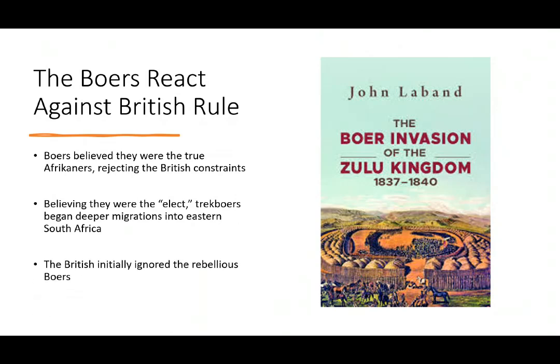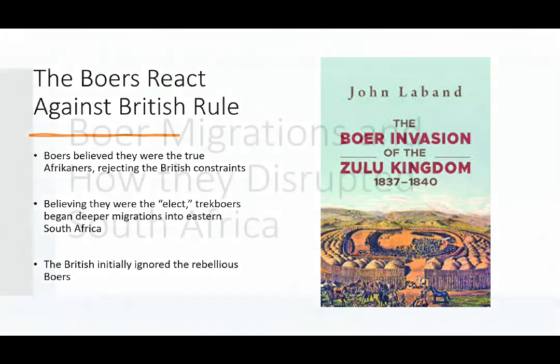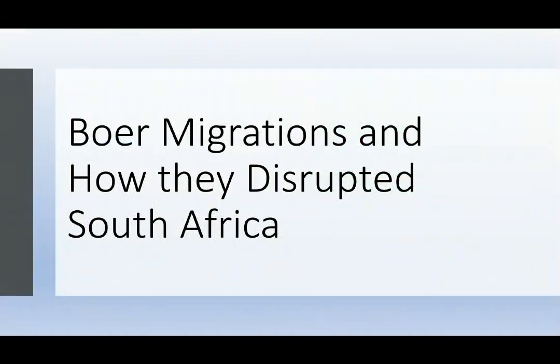The British initially ignored the rebellious Boers, and they were trying to figure out how they could handle this, because for them, South Africa had no real economic importance. It was more a symbol of national pride to expand your empire. Well, those Boer migrations are really going to trigger and disrupt South Africa. It's going to disrupt the Africans, it's going to disrupt British rule, and in general, it's going to create the atmosphere for the South African War.